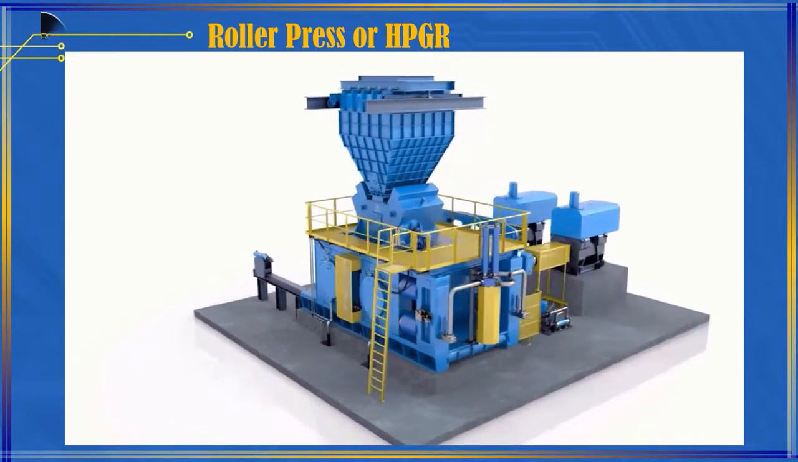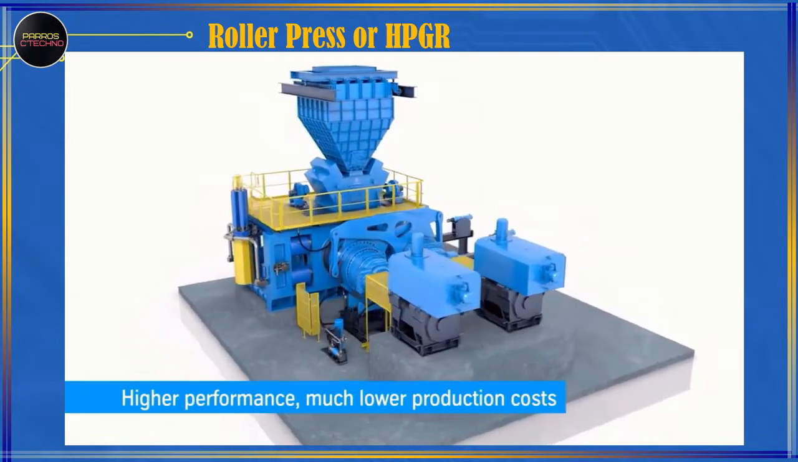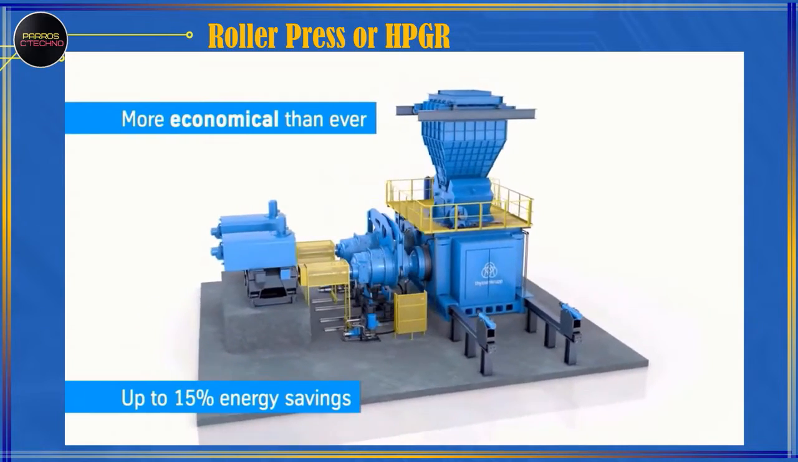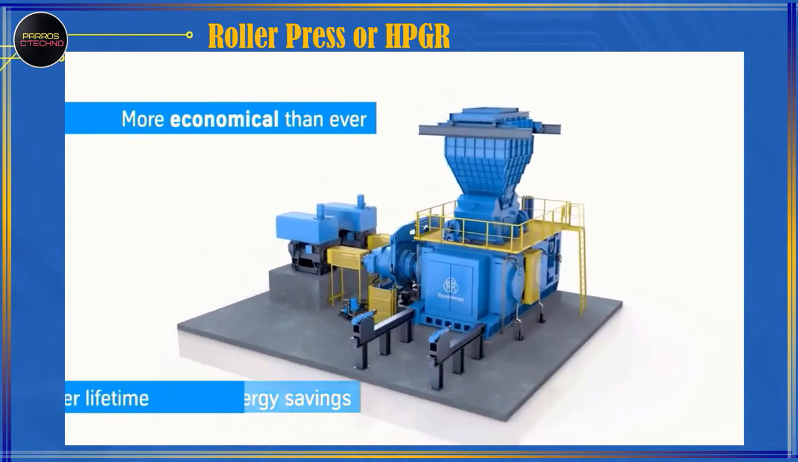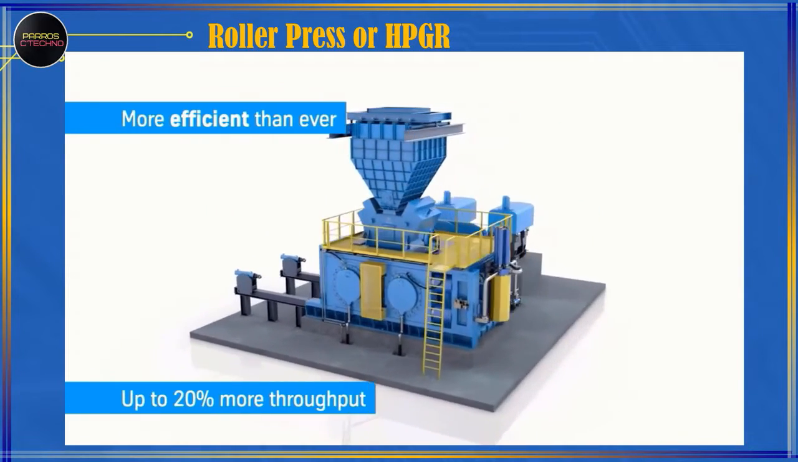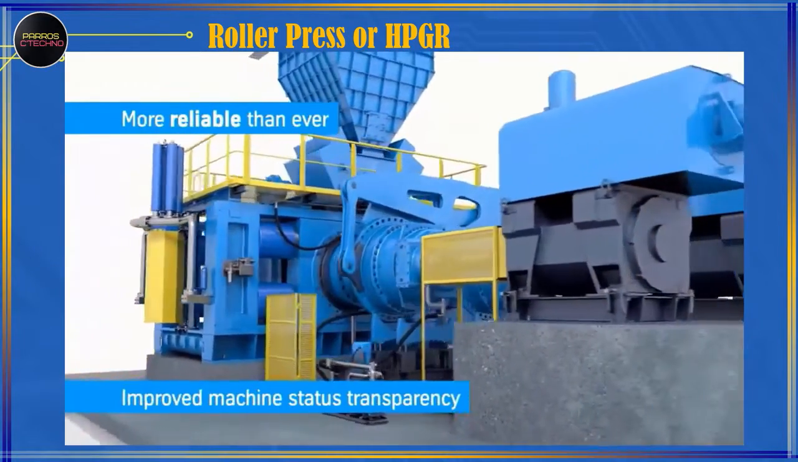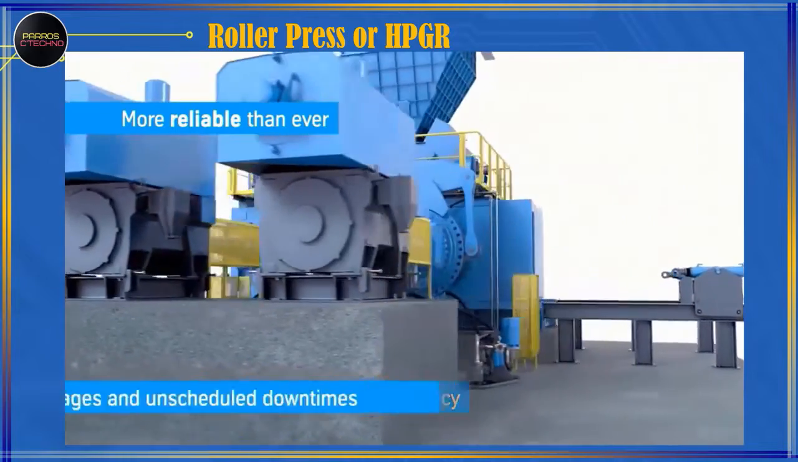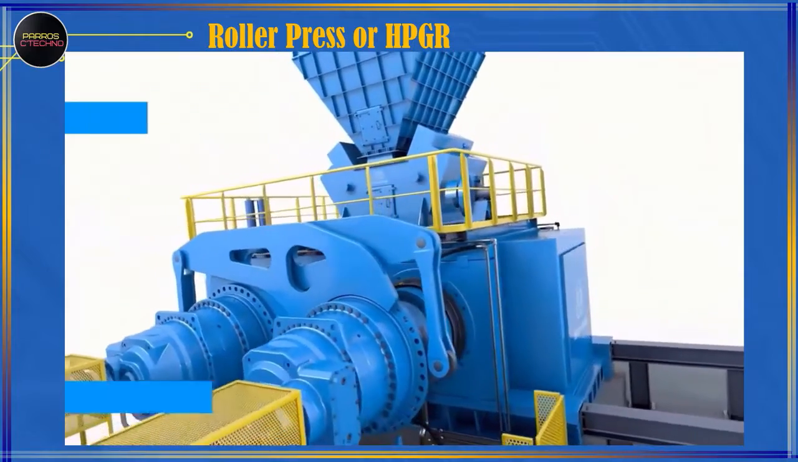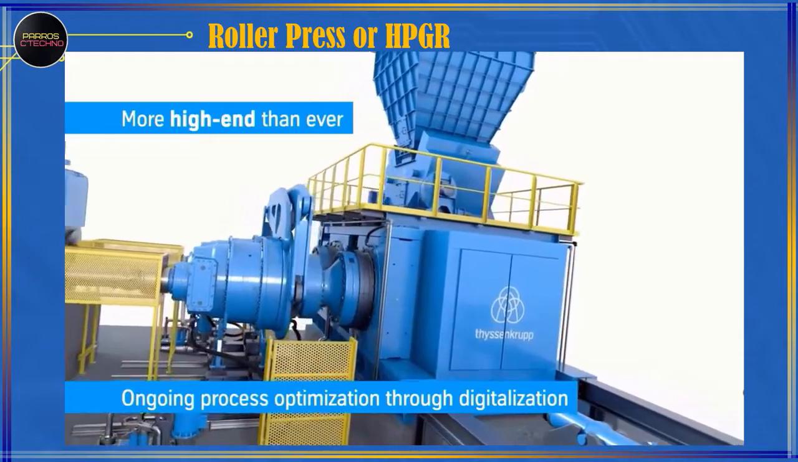This example, HPGR Pro. We've responded to customers' growing demands by developing the ThyssenKrupp HPGR Pro, for even better performance and much lower production cost. It meets the higher demands for economic efficiency and reliability over its entire life cycle. The HPGR Pro features innovative technology and digitalized functions.